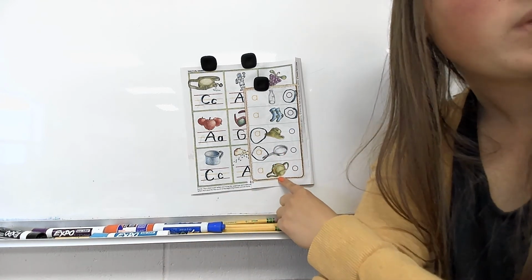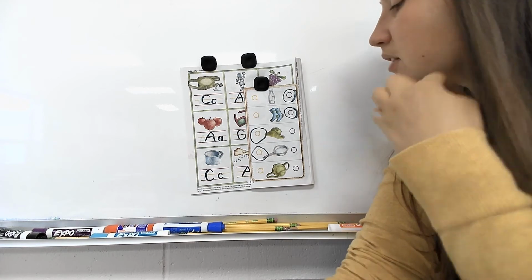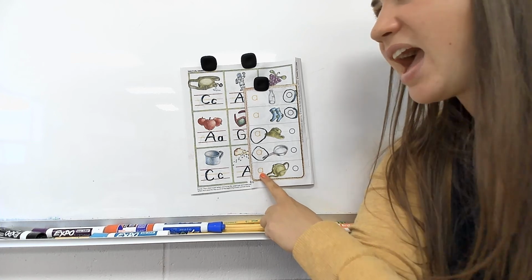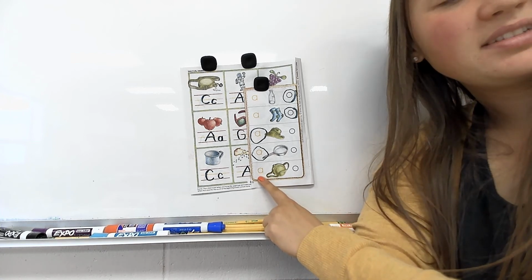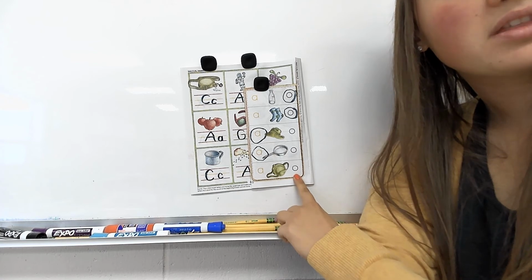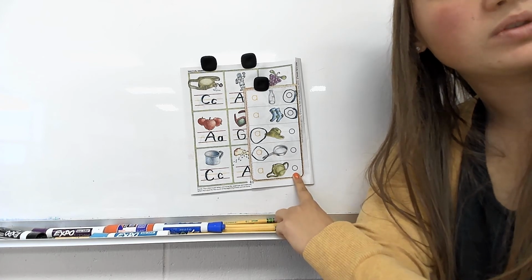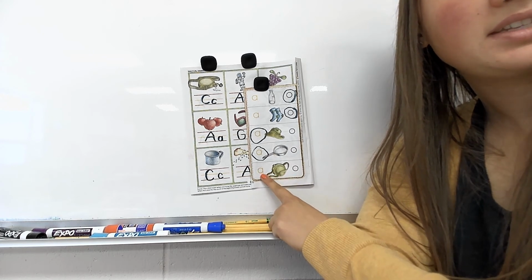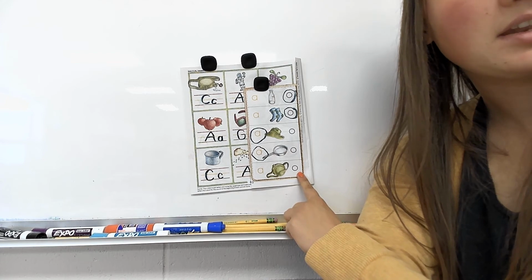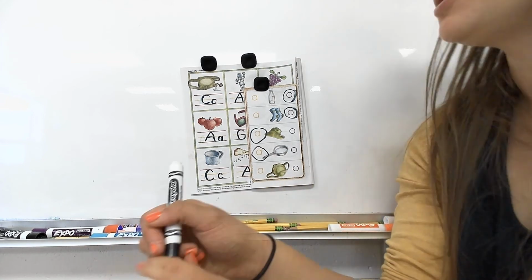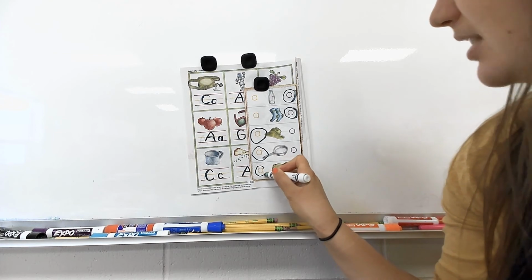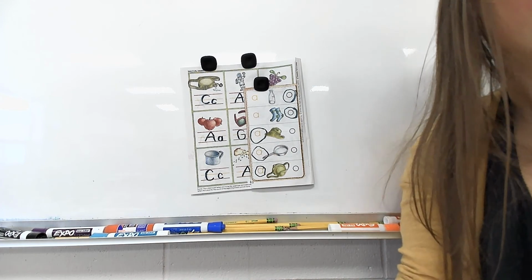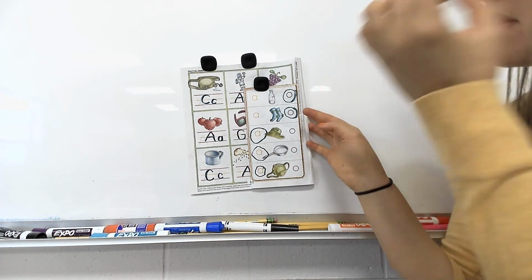All right. Last one. Here we go. We have our canteen. The thing that's kind of like a water bottle. Do you hear the A sound in canteen? Or do you hear the O sound in canteen? Canteen. Yeah, you hear the A sound, don't you? Go ahead and circle the A for canteen.